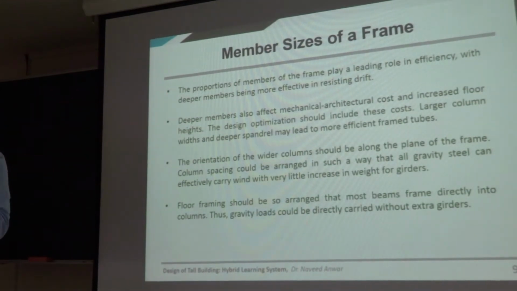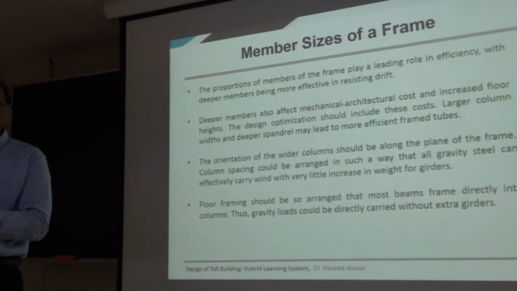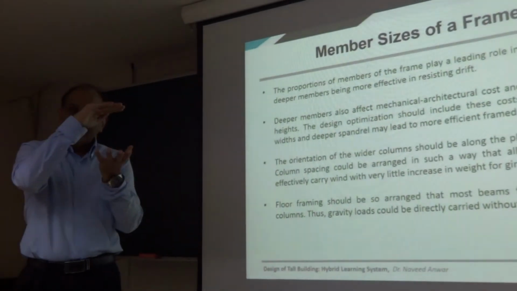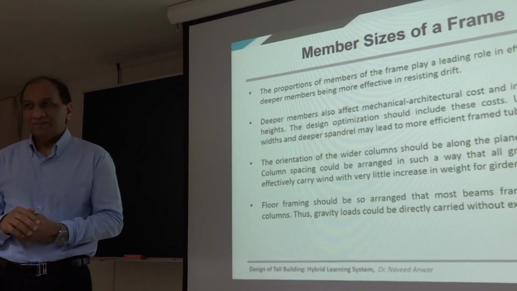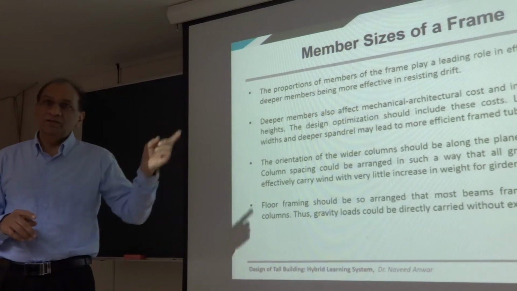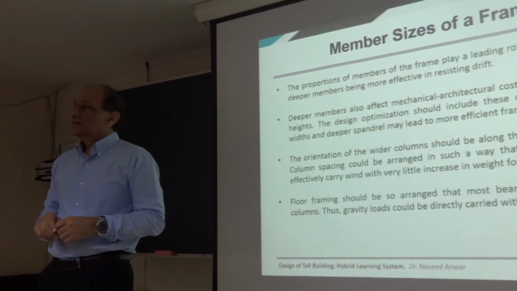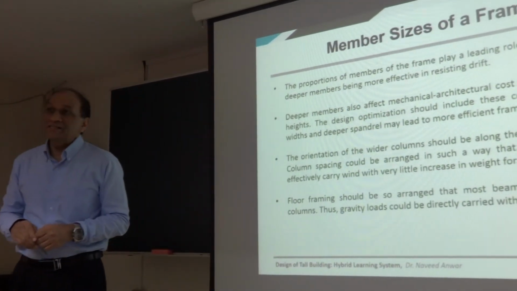So if there's a restriction in the building that you cannot make a building more than 100 meters, normally the height is restricted. So if you make the floor height smaller, they can add one more floor or two more floors and make more money. So they don't care about your beam. They want no beams if possible. That's why flat slabs are there.